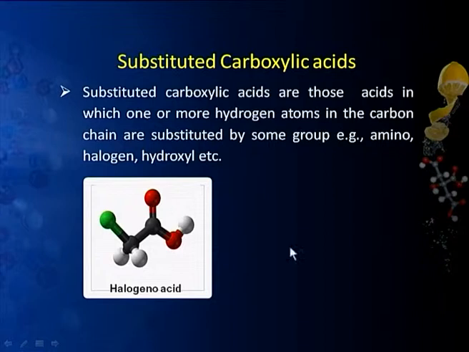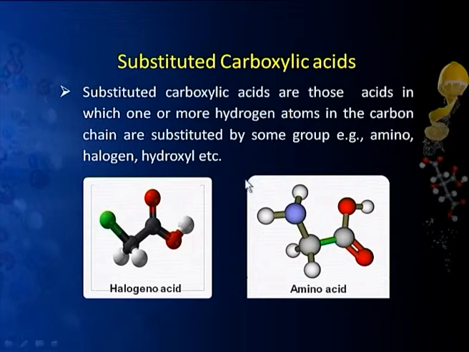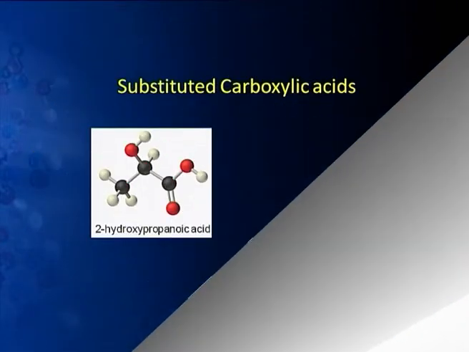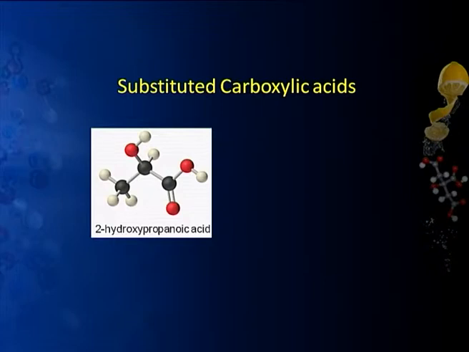Now, this is an example. When in a carboxylic acid one of the hydrogens is substituted by halogen, we call them halogeno acids, or in short sometimes halogen acids, or even shorter halo acids, but the most popular name for these compounds is halogeno acids. If one of the hydrogens is substituted by an amino group, this NH2 group here, we call them amino acids. Amino acids are the building blocks of proteins, so that is why they are studied in detail along with proteins.